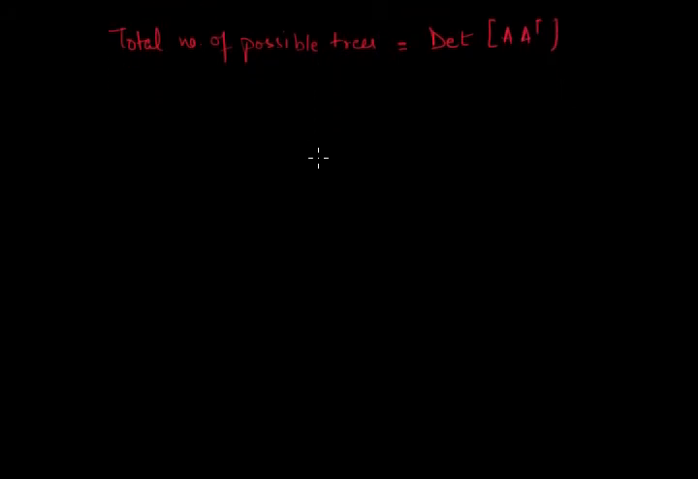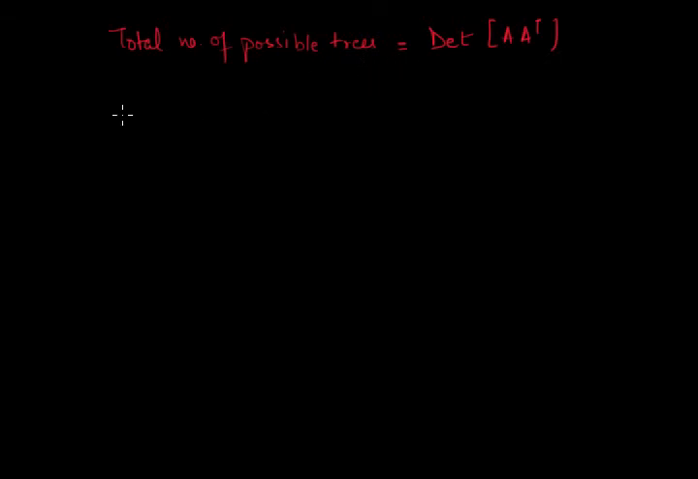Now I'll discuss the question which generally comes in competitive exams: the total number of trees possible, given as the determinant of A A transpose. This is the general formula for calculating the number of possible trees.